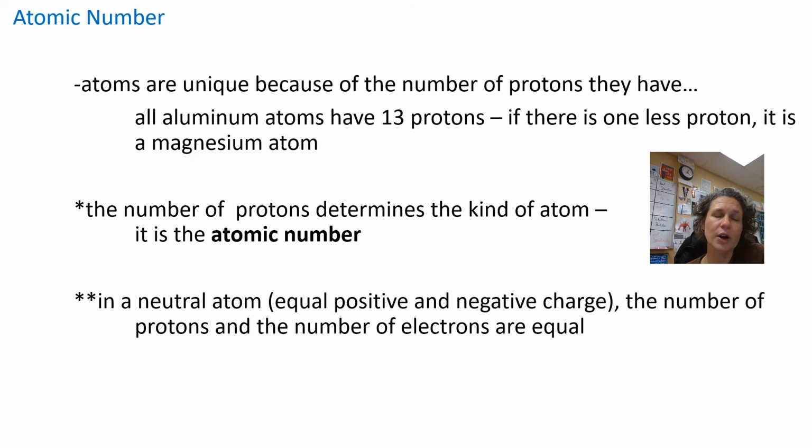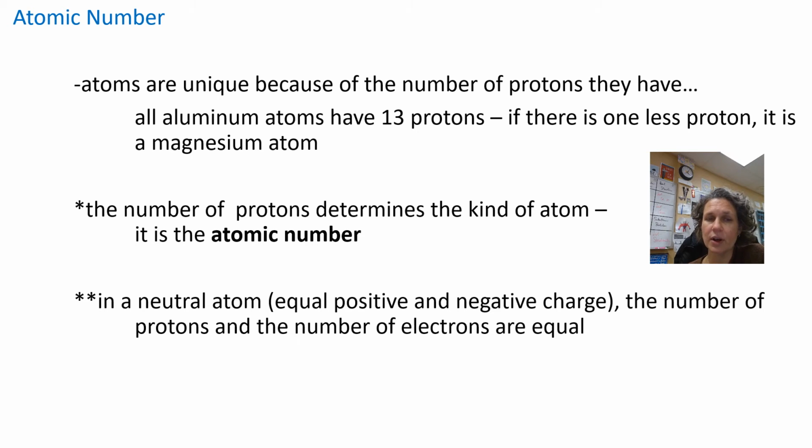But first off, atoms are unique because of the number of protons they have. It is how an atom is identified. So, for example, aluminum has 13 protons. If I took one away, it would not be aluminum anymore. Excuse me, it would be magnesium. And every time I run across an atom that has 13 protons, that is aluminum. It never changes. So that number determines the kind of atom.